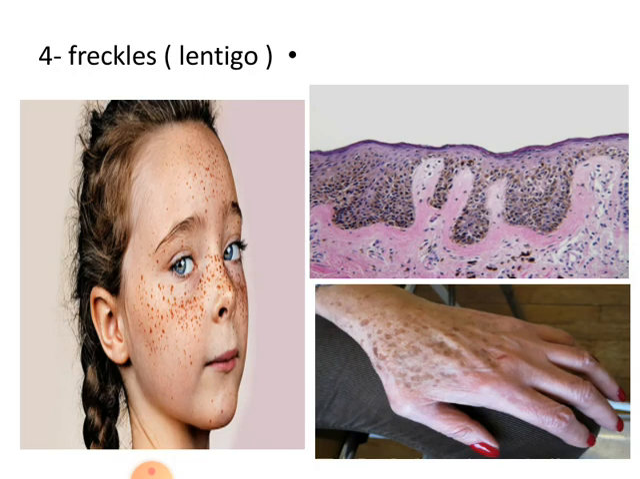Which is called Hutchinson's freckles. Hutchinson's freckles occur in the old population, mainly on the face, and commonly turn malignant. It's called lentigo maligna, as it commonly turns malignant. This is the freckles.